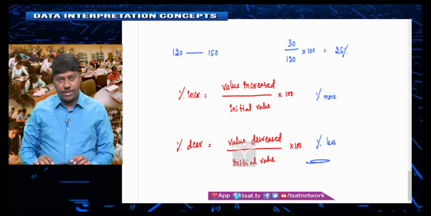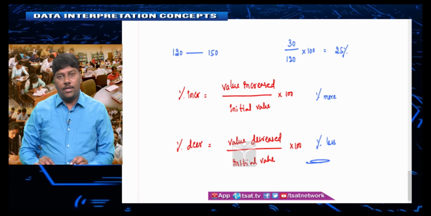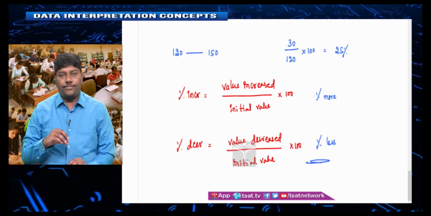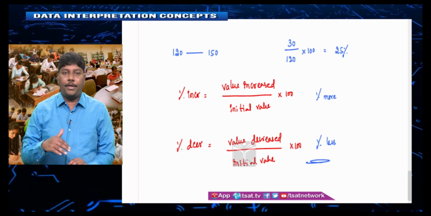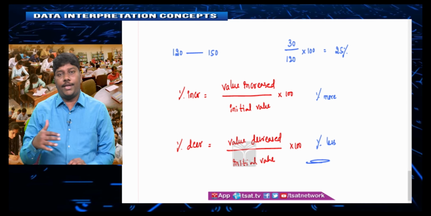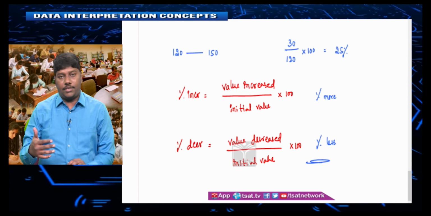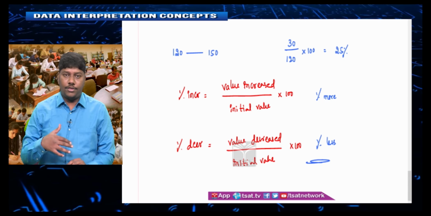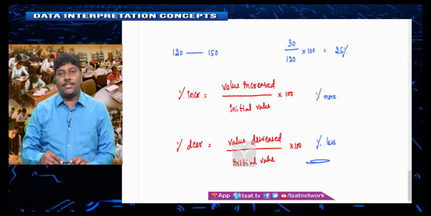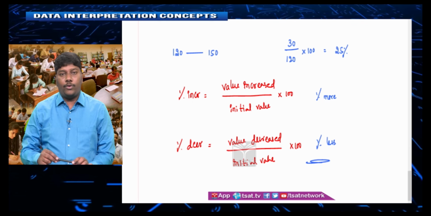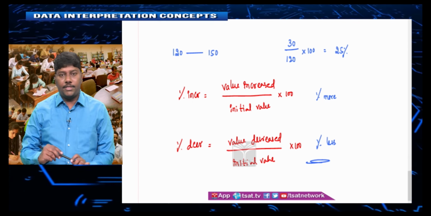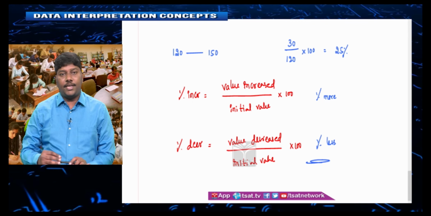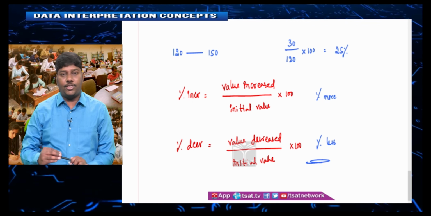So in data interpretation, these kinds of questions can also be asked. Data in 2020 is what percent more than data in 2015? Or else when you compare from 2015 to 2020, data is increased by what percent? Or data is decreased by what percent? Or else data in 2015 is what percent less than the data in 2020? Always remember, percentage more means percentage increase, percentage less means percentage decrease.